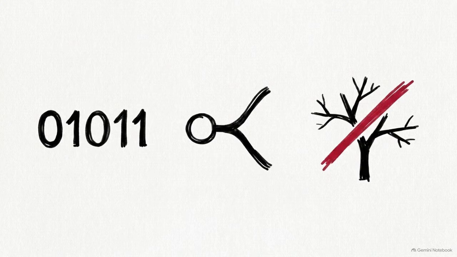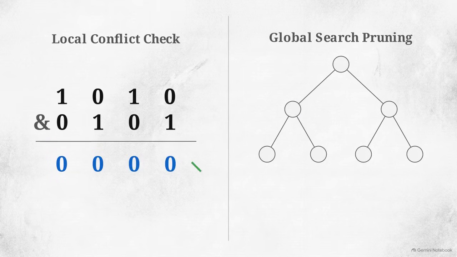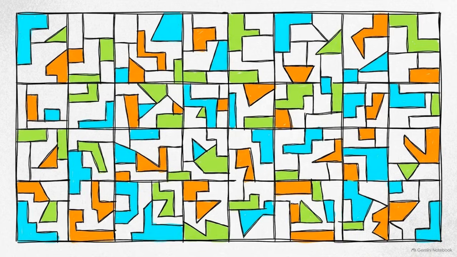This method works by combining 3 pillars: bitwise AND for instant conflict checking, branching to explore the search space, and bounding to prune dead ends. Bitwise arithmetic makes the overlap check fast, while branch and bound ensures the search remains efficient. It is a fundamental strategy for solving combinatorial problems by making the computer work smarter, not just faster.